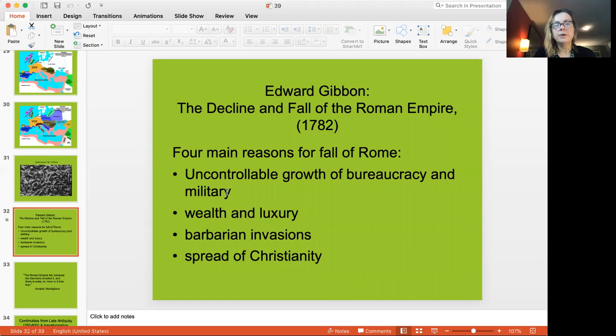This is sort of a political explanation. This is maybe an economic explanation. This is a military explanation. This is a religious, cultural explanation. So this is just the beginning of the range of explanations that people have come up with ever since.